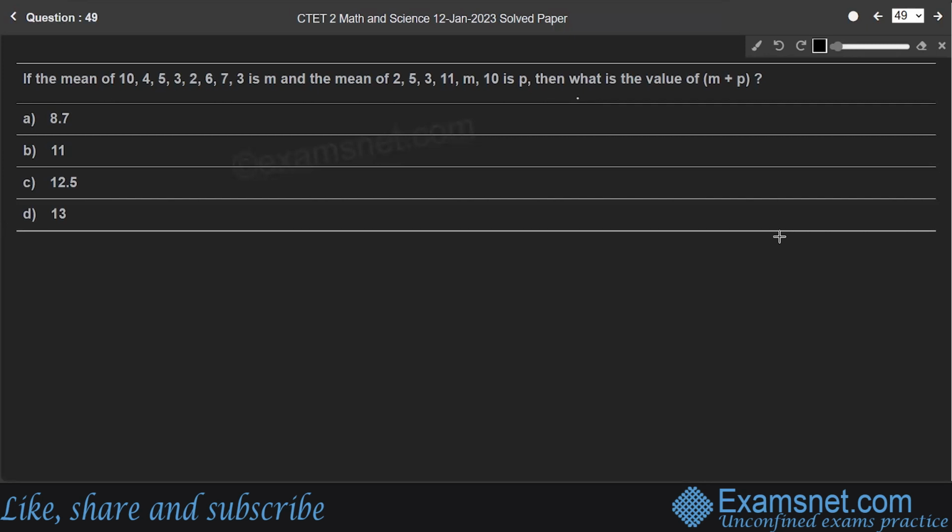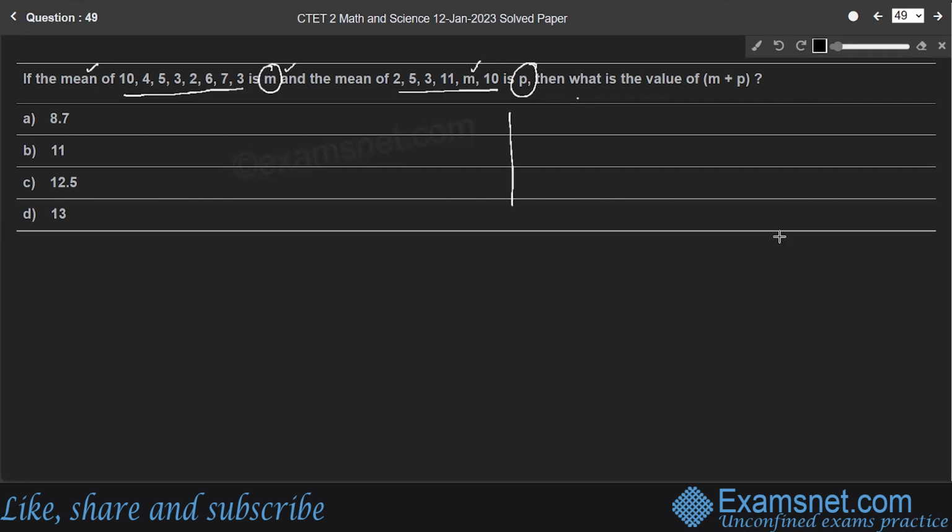Question 49. If the mean of the observation 10, 4, 5, 3, 2, 6, 7, 3 is M, first mean is M, and the mean of second observation 2, 5, 3, 10, M and 10 is P. What is the value of M plus P? So we have to find value of M, that is first mean, right? So this first mean is one of the value in the second observation, right?